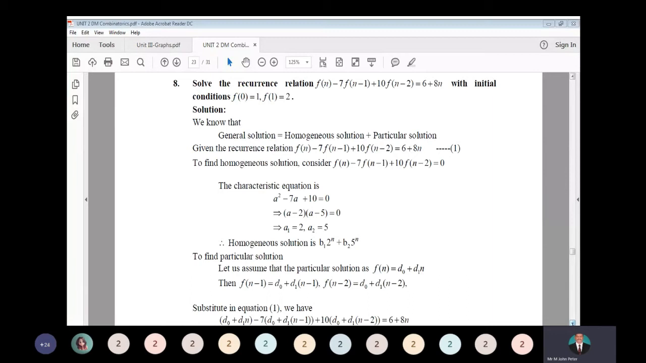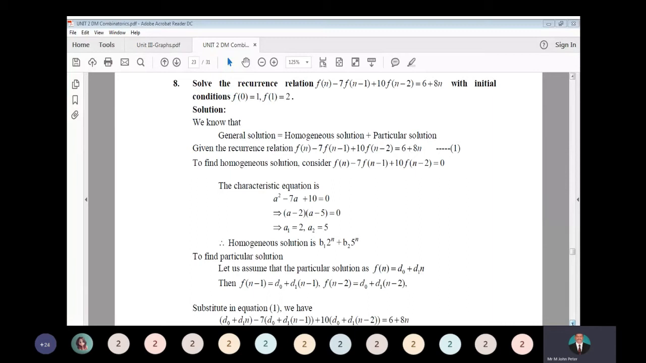For the given recurrence equation, take the homogeneous solution, with the left side equation equal to 0. So the second order equation, replacing f of n, is a square minus 7a plus 10. Solve that and you will get two roots, that is a1 equal to 2 and a2 equal to 5.